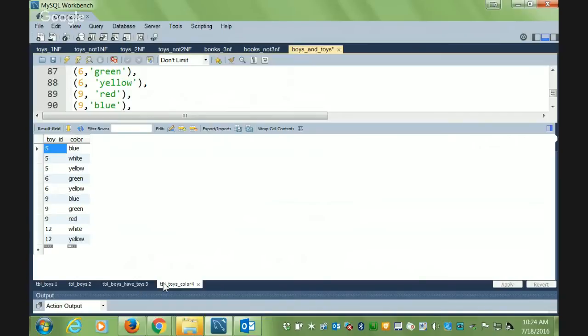And the last table says which toy is available in which color. So 5 is available in blue, white, yellow, 6 in green, yellow, and blue, and 9 in green and red. You'll say, what is this 5 and 6 and so on? Here they are. 5 is our baseball card, 6 is Tinker Toys, 9 is the kite, and 12 is the yo-yo. So all this information is now spread out into 4 tables. All the tables are in third normal form. And now let us learn how to write select statements to join these tables and extract information.